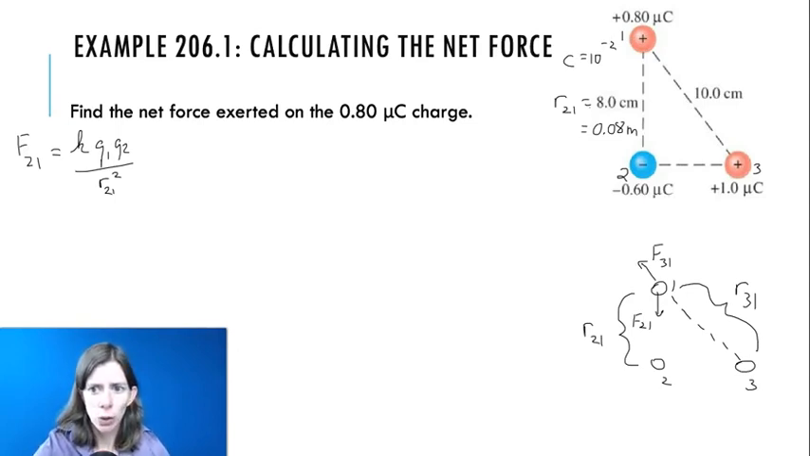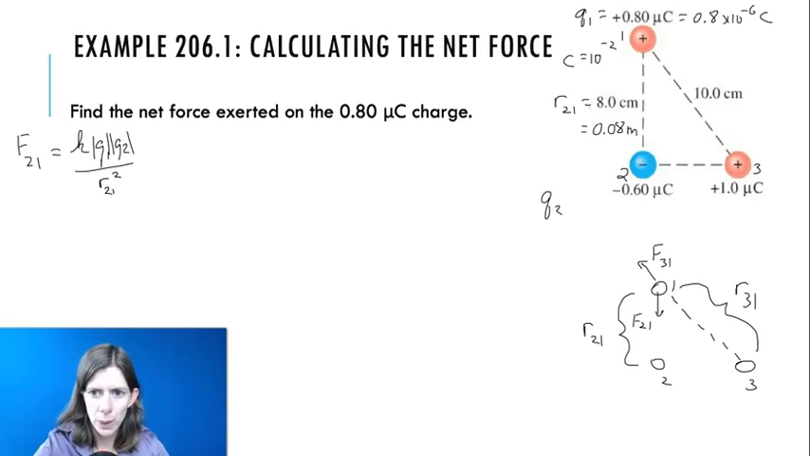Q1 and Q2 are over here. This is Q1, 0.8 microcoulombs. Remember, micro is 10 to the negative 6. So 0.8 times 10 to the negative 6 is the number here, and then Q2 is negative 0.6, but remember that there's absolute values here. We only care about the magnitude of the charge.